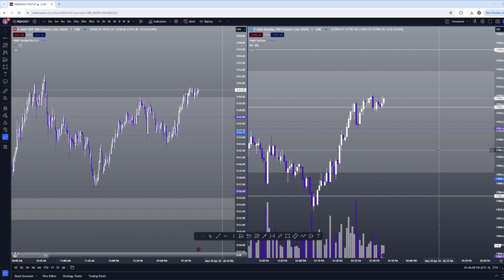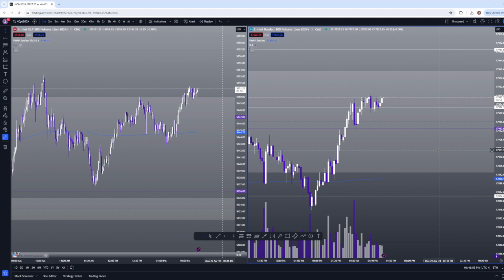During kill zones, during certain times that you like to trade, you only trade during that time. And if your setup doesn't happen, you don't take a trade. But if it does happen, you capitalize on it, right? That's the way I see it.